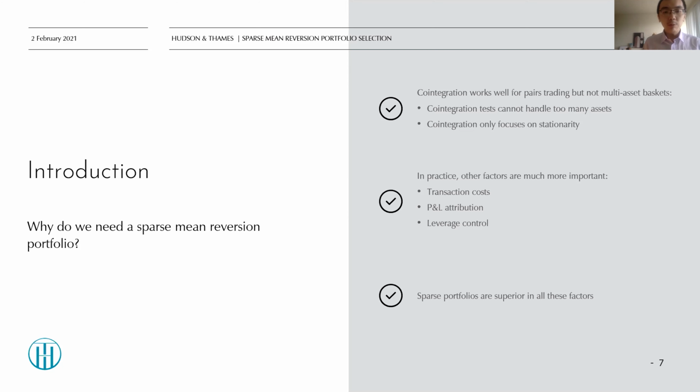So the reason we need sparse portfolios is, first, it is low in transaction costs because you're trading fewer instruments. Also, you can easily explain the P&L to your boss because you have fewer assets to trade. And furthermore, you can use less leverage just by trading fewer assets.